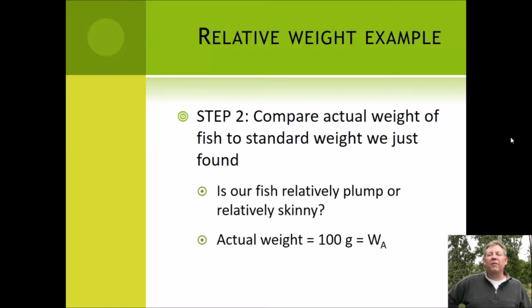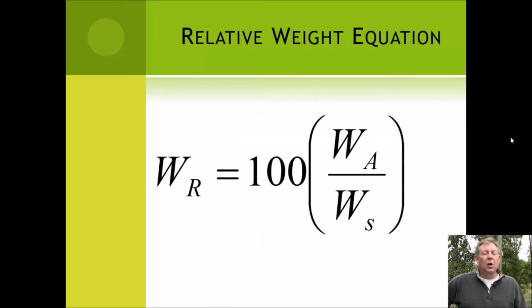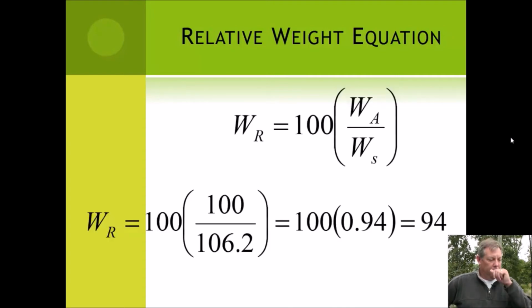Now that we've got the standard weight for that length, we compare the actual weight to that standard weight. And remember, in this example, our actual weight is 100 grams. That's W sub A. And so we divide the actual weight by the standard weight and multiply by 100. In this example, we see that this fish has a relative weight of 94. So it's relatively skinny. It's in relatively poor condition.